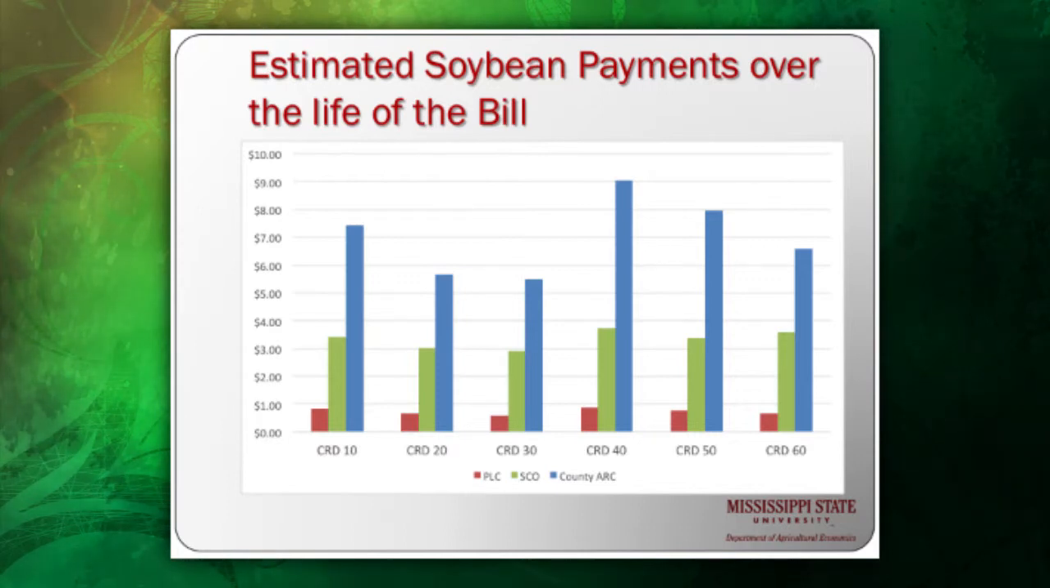And we see a very similar pattern. We look at the price loss coverage program, SCO, and the county-triggered ARC program. In all cases, the average payment over the 5-year life of the bill is higher for the county ARC program than it is for either PLC or SCO, even though we could add those two programs together. So in general, based on current price levels and price variability expectations, we see a lot of reason to suggest that we expect producers will take the soybean ARC program rather than the PLC program.